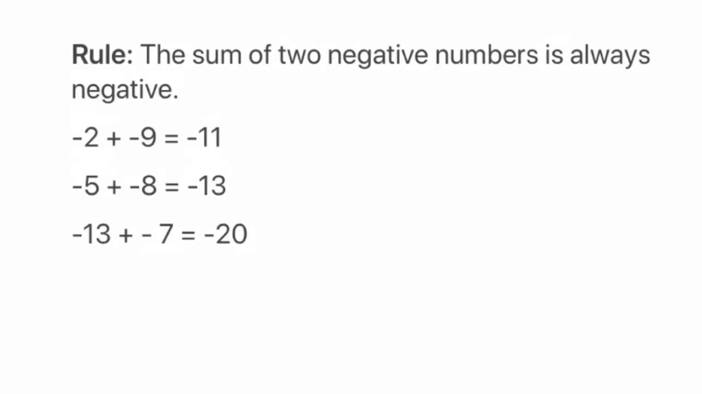All we did was add 9 plus 2 and keep our answer negative. Negative 5 plus negative 8 is negative 13. You add 5 plus 8 and keep your answer negative. You owe $5, then you owe 8 more. Now you owe a total of $13. Negative 13 plus negative 7, add 13 plus 7, and your answer is negative 20.